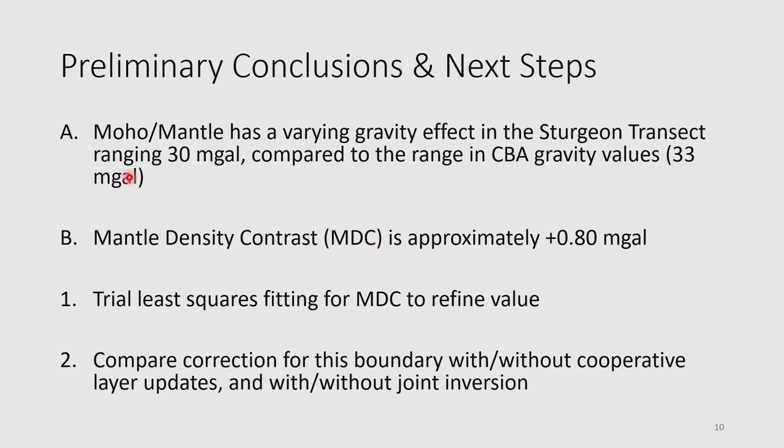So he says that the MOHO mantle boundary has a varying gravity effect in this Sturgeon transect, and it's about 30 milligals, and that is compared with the range of actual values, which are 33 milligals. So most of the range of variation is explained by the difference in the depth of the MOHO mantle boundary. And he's concluded that the density difference is about 0.8. And that was just using four different values of the density contrast. He thinks that he can refine this value by doing some sort of least squares minimization. So that would conclude this work.